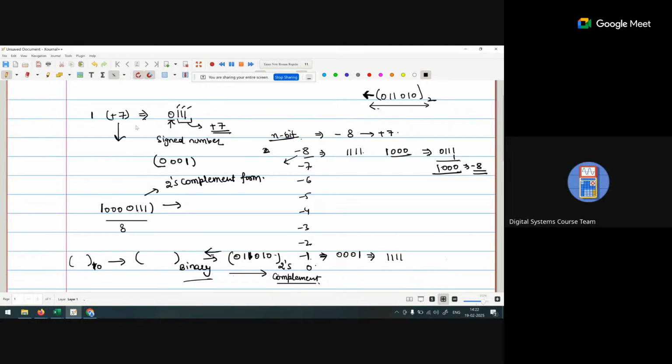If I extend the limit of this one, like I extend it with a 0, 1, then this number is a negative number. We have to first take the 2's complement. Okay, now we have to take the 2's complement. What is the 2's complement? 0, 1, 1, 0, 0, 1, 1, 0.